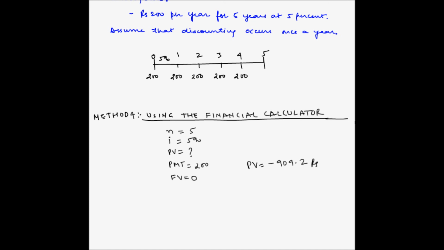So these are the 4 methods to find out the present value of an annuity due. You can use the method which suits you the best.